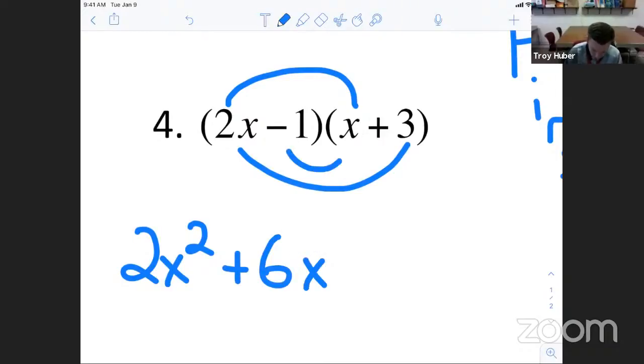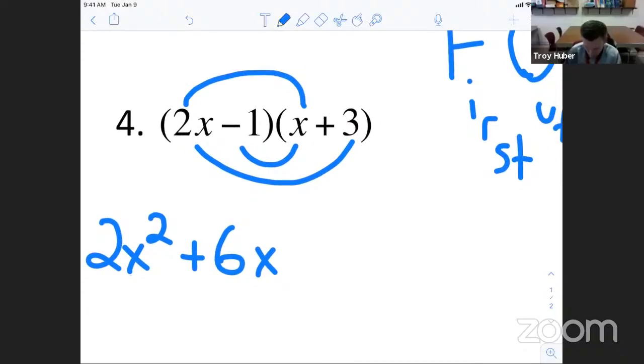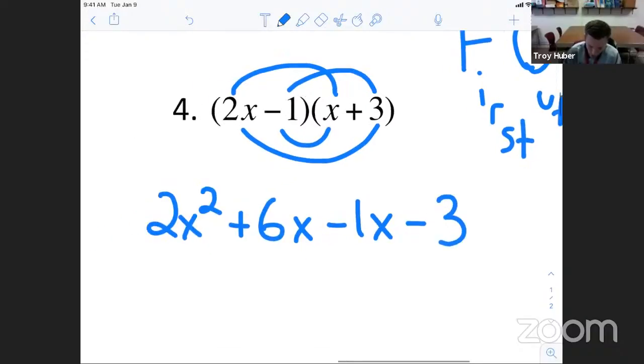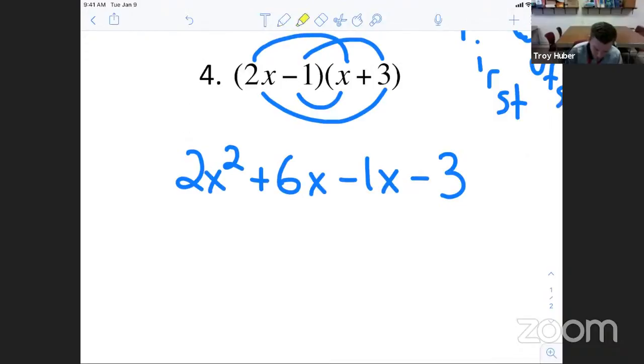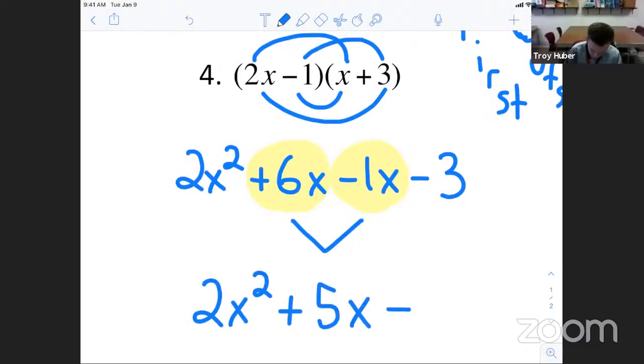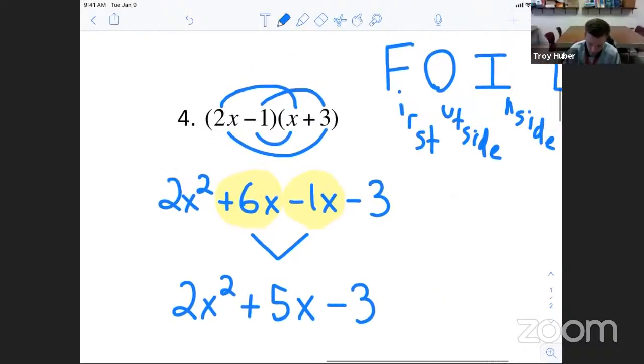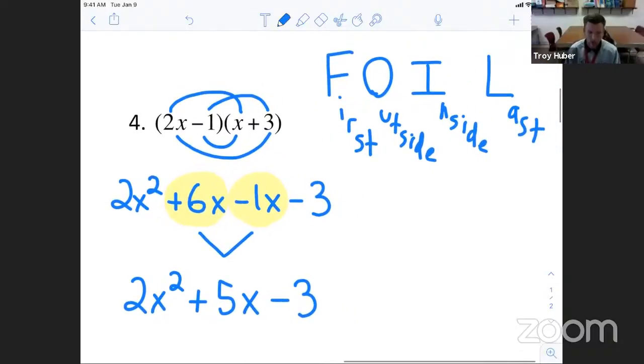And we want the inside. -1 times 1x would just be -1x. And then we want your last 2 terms. So -1 times 3 would be -3. Watch out, you're almost done, but we can combine this positive 6x and this -1x. So we would have 2x squared plus 5x minus 3. And that would be our final answer. In this one, you can see each of those terms got multiplied by the other polynomial's terms.